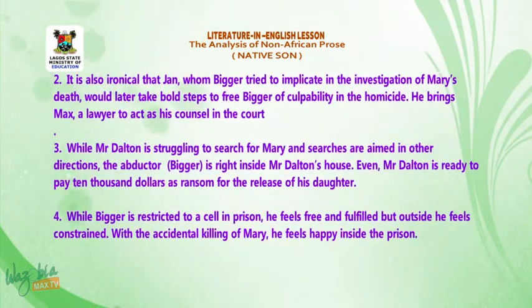Two, it is also ironical that Jan, whom Bigger tried to implicate in the investigation of Mary's death, will later take a bold step to free Bigger of culpability in the homicide. He brings Max, a lawyer, to act as his counsel in the court. Three, while Mr. Dalton is struggling to search for Mary, and searches are aimed in other directions, the abductor, that is Bigger, is right inside Mr. Dalton's house. Even Mr. Dalton is ready to pay $10,000 as ransom for the release of his daughter.